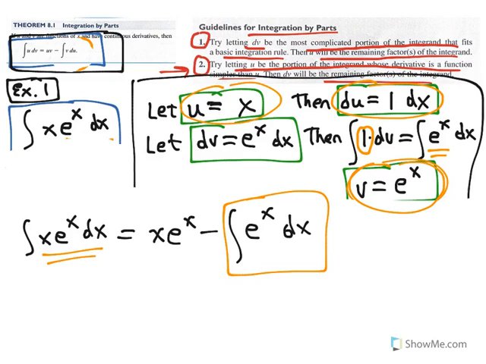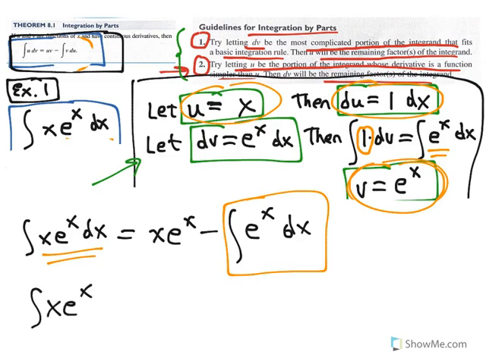And if we had chosen u and dv differently, you can try it and see what happens. It would not work. So you would just keep trying different choices for u and dv until you find that this one does work. But of course, if you understand the guidelines, you're more likely to get the correct choice for u and dv on your first try.